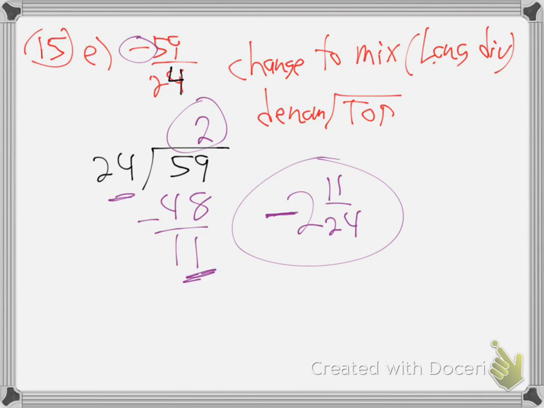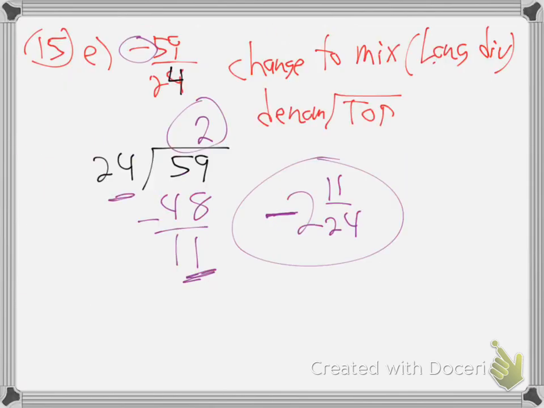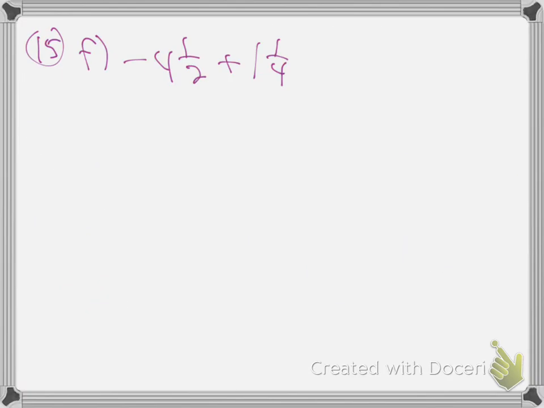All right. Let's go back then to F. Minus 4.5 plus 1 1/4. So 15F: minus 4.5 plus 1, was it a 4th? Yeah, plus 1 1/4. All right, try that one. Mixed numbers. You can leave them mixed if you want. I'd probably change it to improper, but both ways are acceptable. I think it'd be easier, probably, for you.